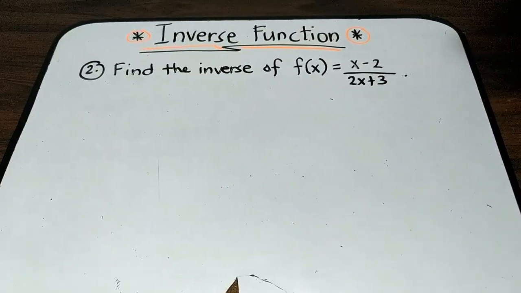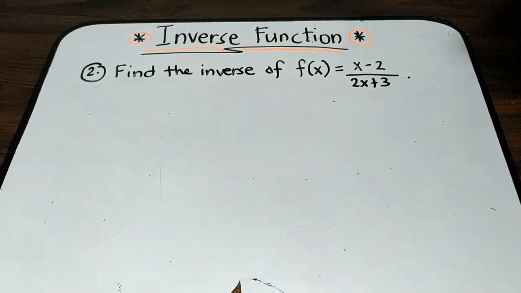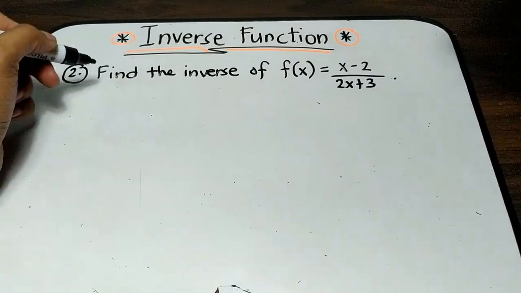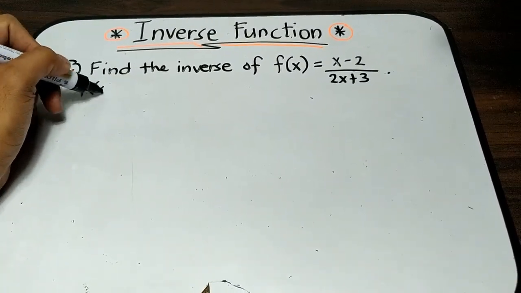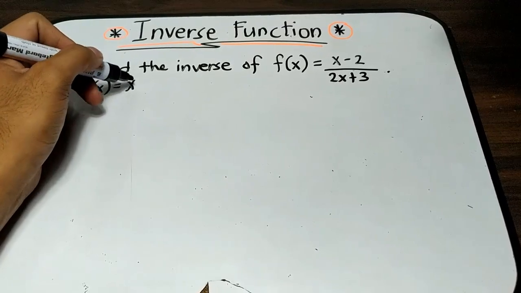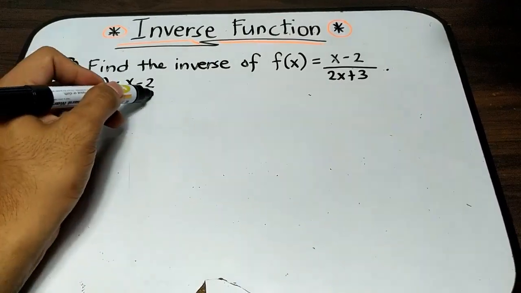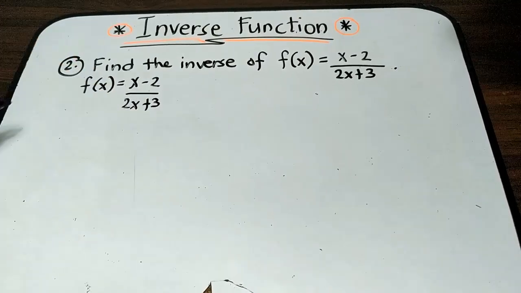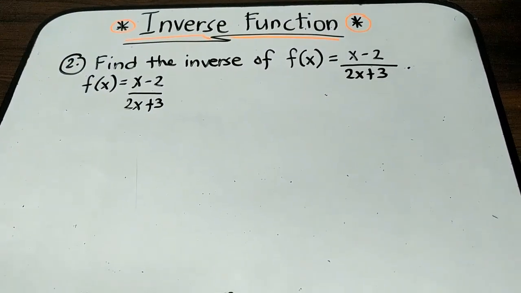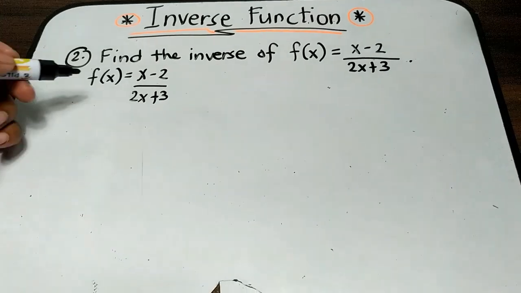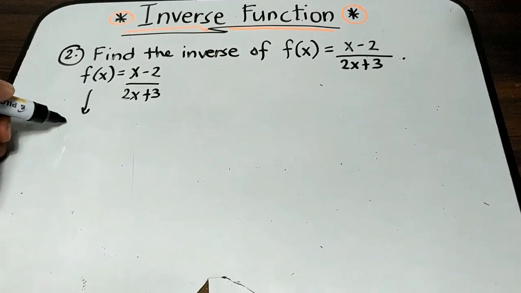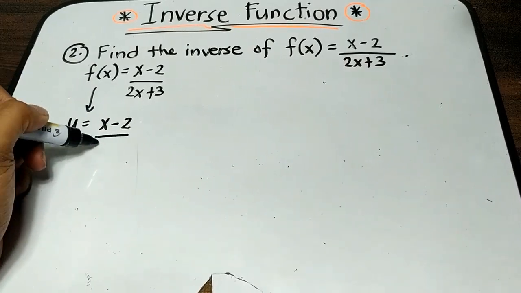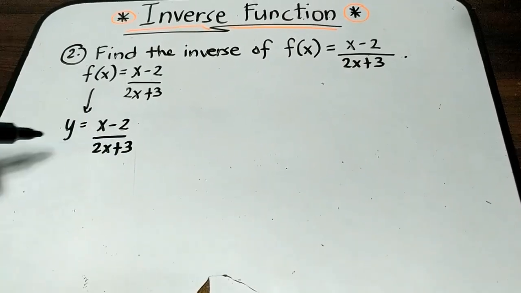Okay, para sa ating next problem, meron tayo ritong find the inverse of f of x is equal to x minus 2 all over 2x plus 3. Sulat lang muna natin ha. F of x is equal to x minus 2 all over 2x plus 3. So again, unang step natin, palitan yung f of x ng y. So magiging y is equal to x minus 2 all over 2x plus 3.